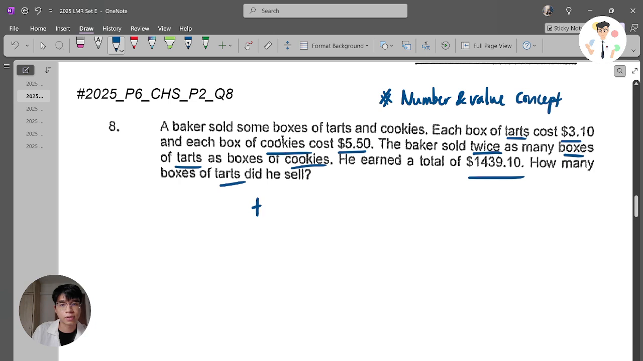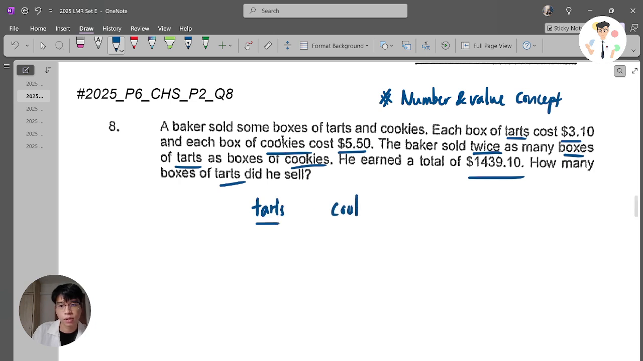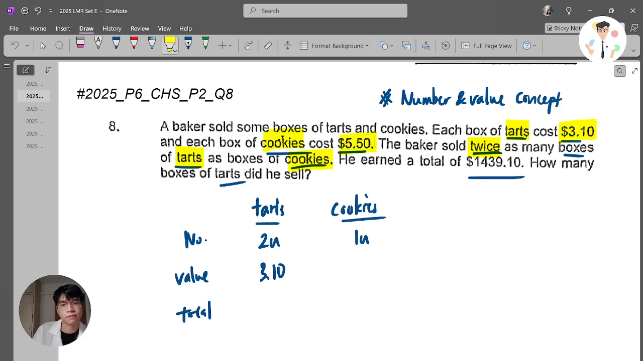And as I've suggested, always try to put the table up: number, value, total. Okay, so let's talk about the number first. I know that the question here says what? So twice tarts as cookies. So I know here is 2 units, I know here is 1 unit. Next, what's the value of tarts? The tarts is $3.10. So here is $3.10. And the value of cookies is $5.50. So here is $5.50. So the total cost here should be $6.20 and here $5.50.